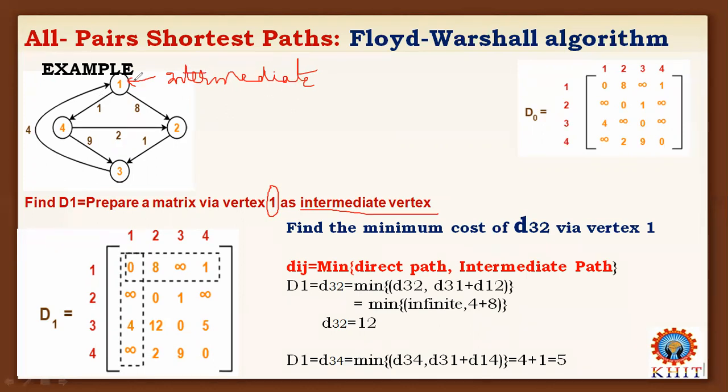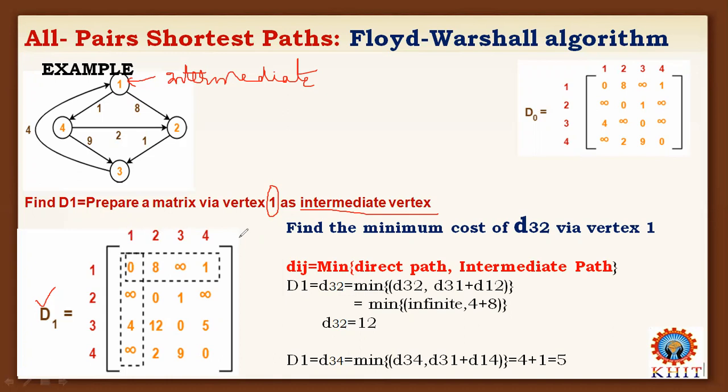So intermediate vertex. Here we need to find the D1 value. D1 means preparing a matrix with vertex 1 as an intermediate vertex. First we need to find the values of 1 to 1, 1 to 2, 1 to 3, 1 to 4. There is no change in 1 to 1, 1 to 2, 1 to 3, 1 to 4.